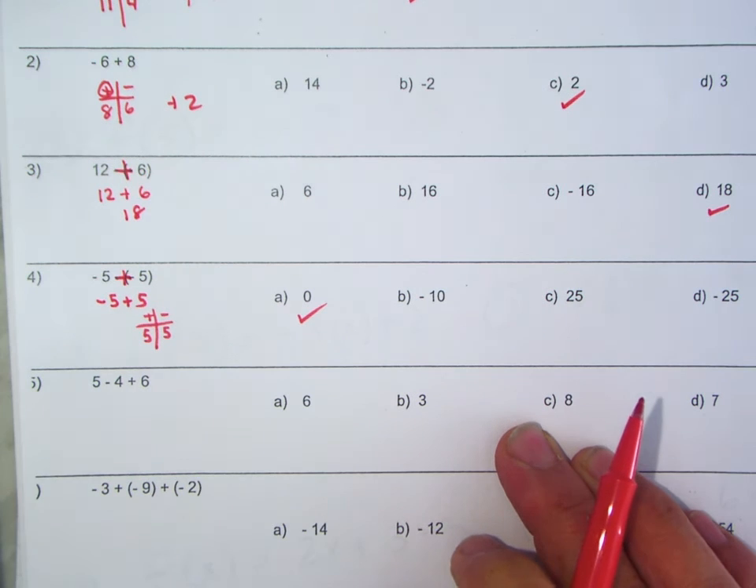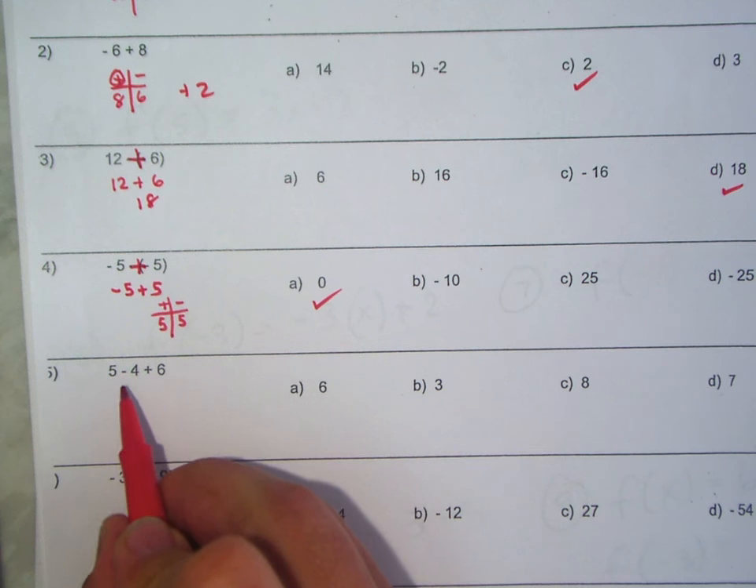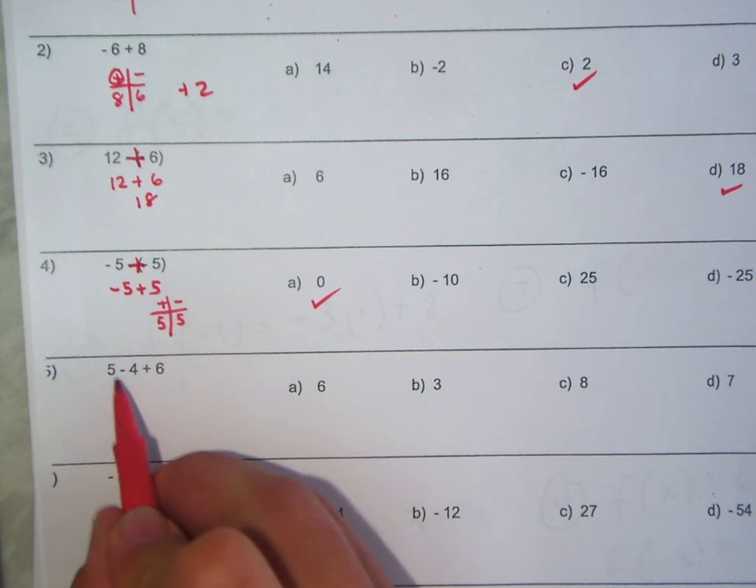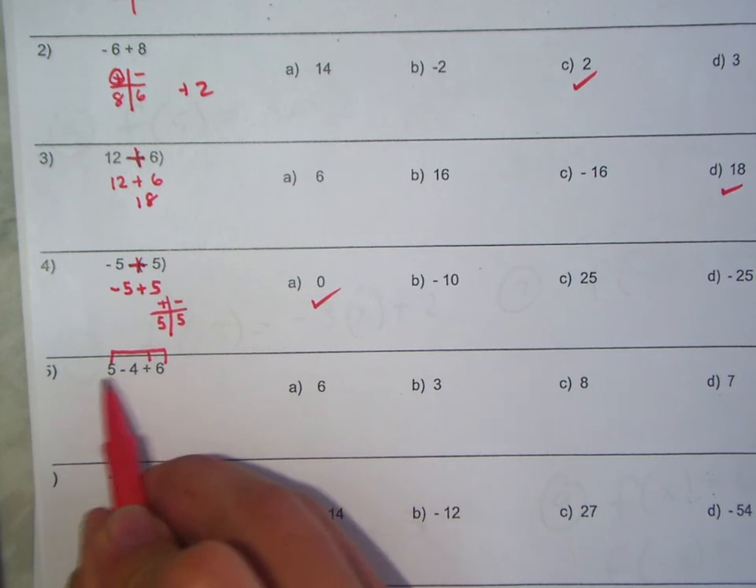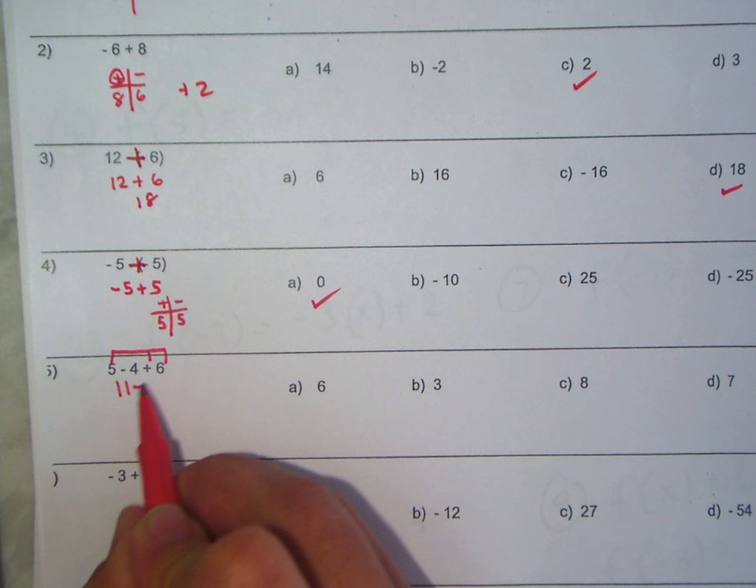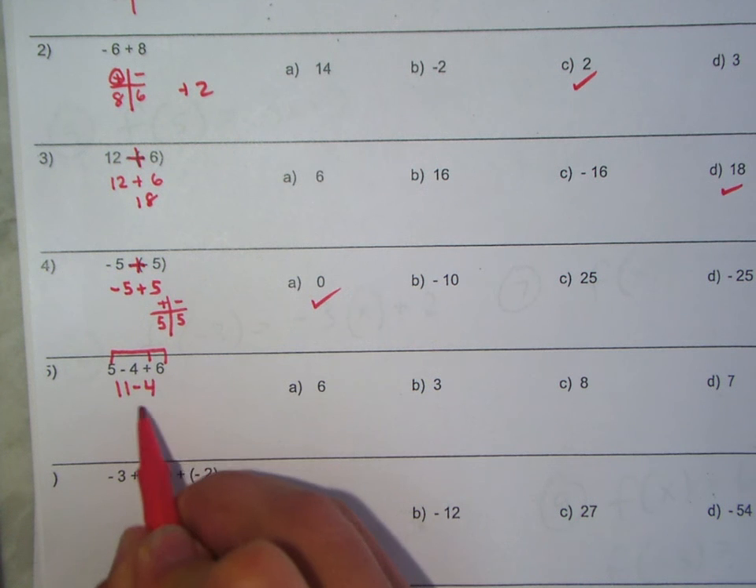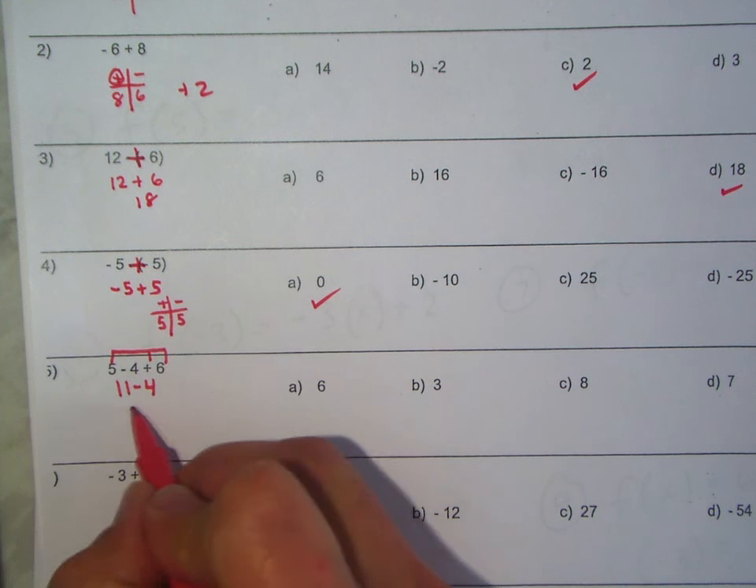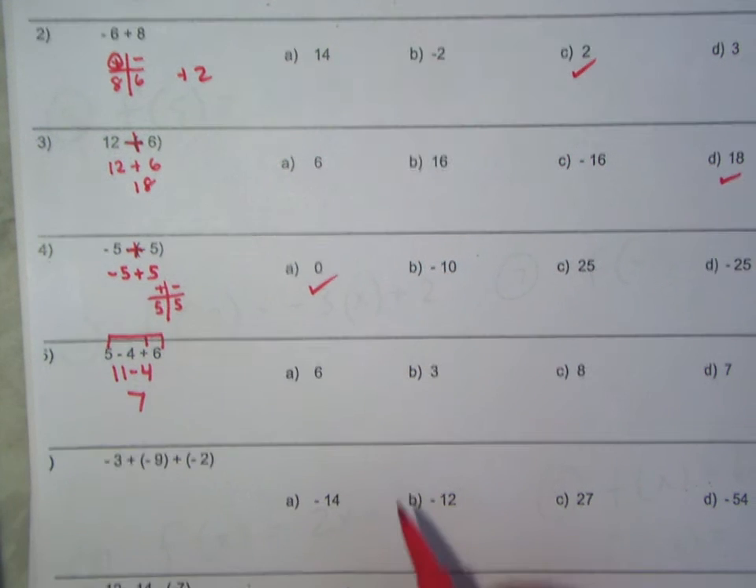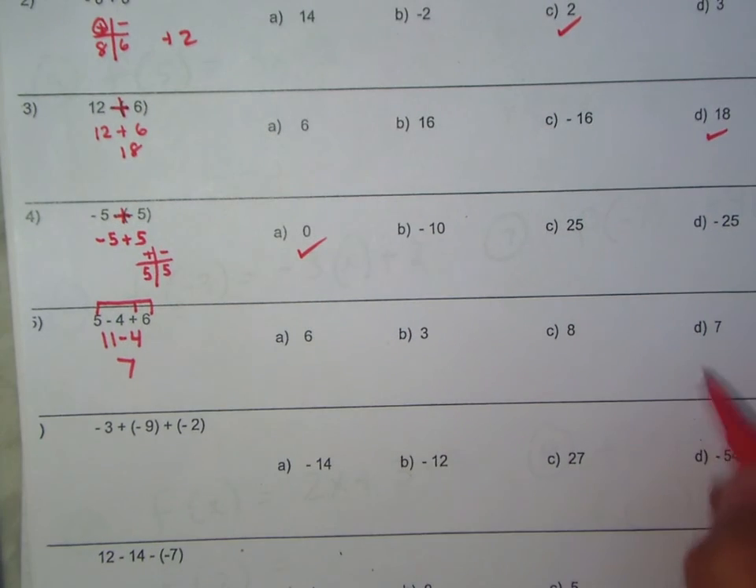Anyways, so here I could do 5 minus 4, or I could do 6 plus 5 plus 6, which is 11 minus 4. And 11 minus 4, I don't have to do the T chart because I know it is 7. And then here, that's D.